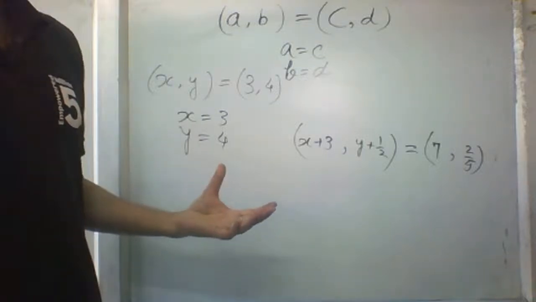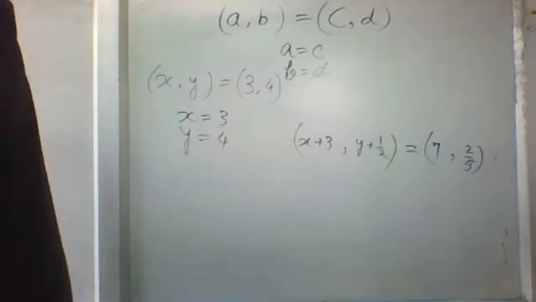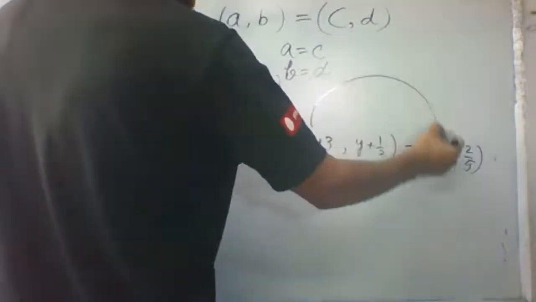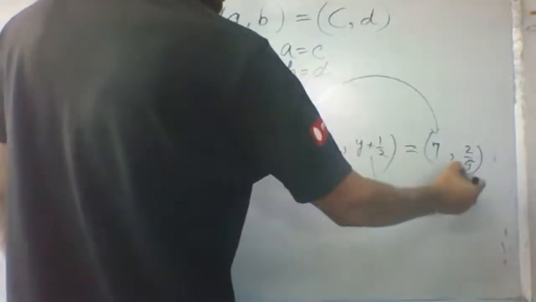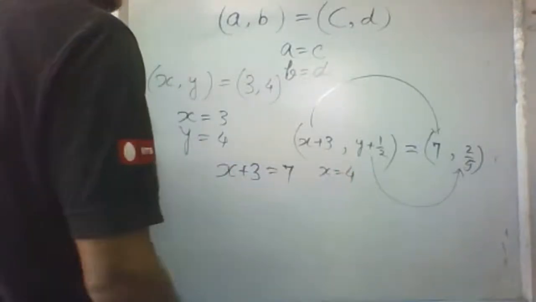However tricky this question is, it is just as simple too. It means abscissa is equal to abscissa, ordinate is equal to ordinate. It means x is equal to 4. On solving, you get 4.